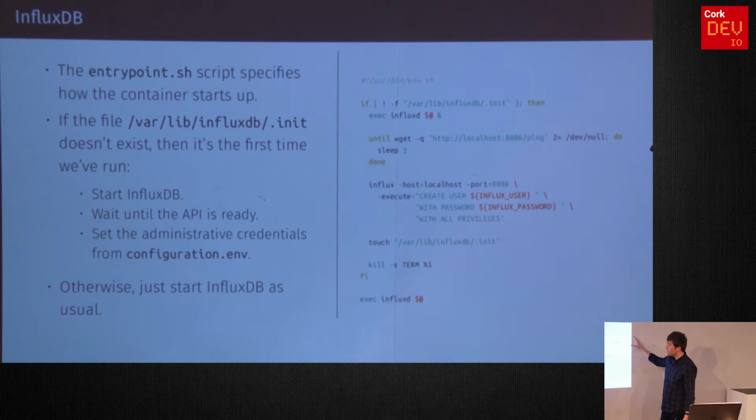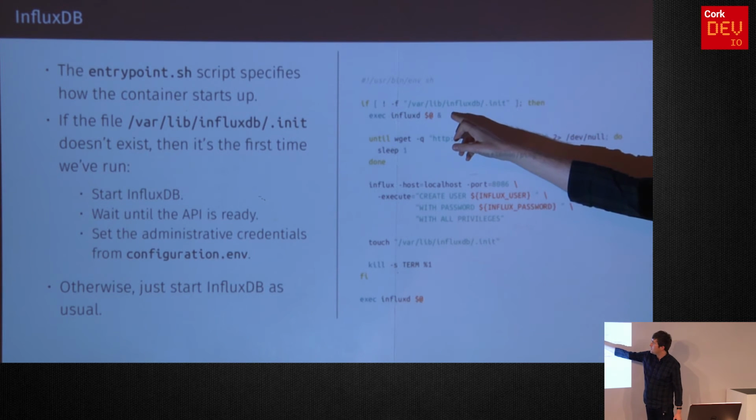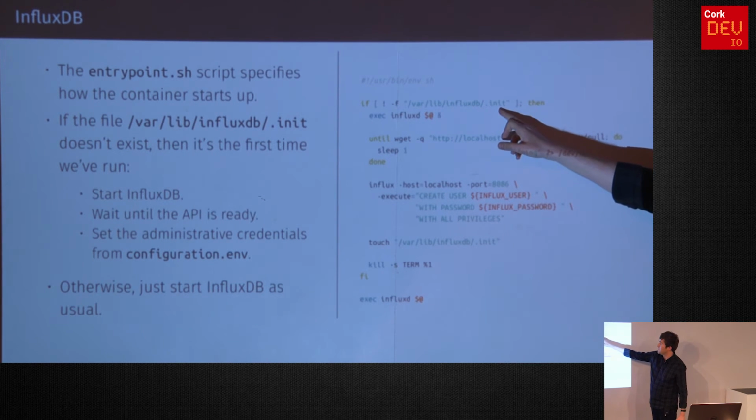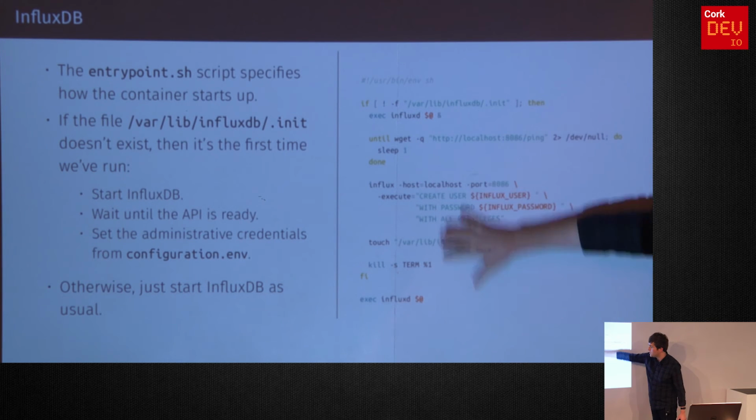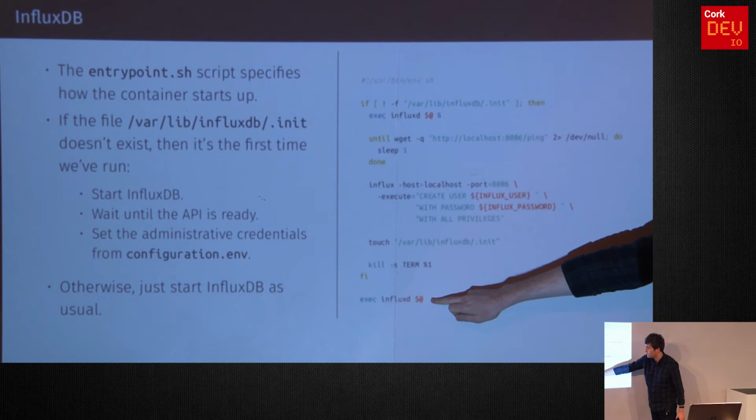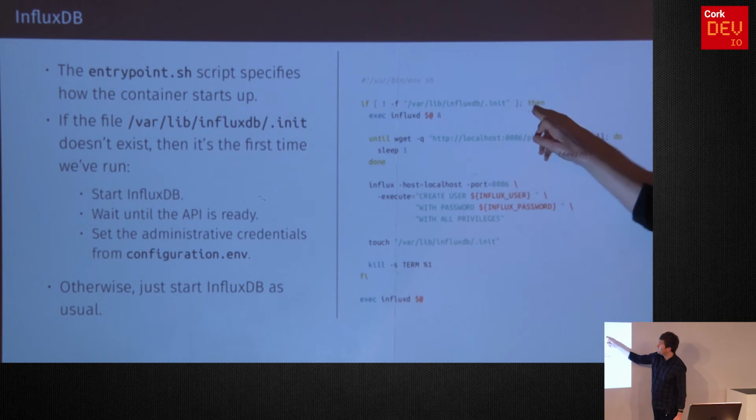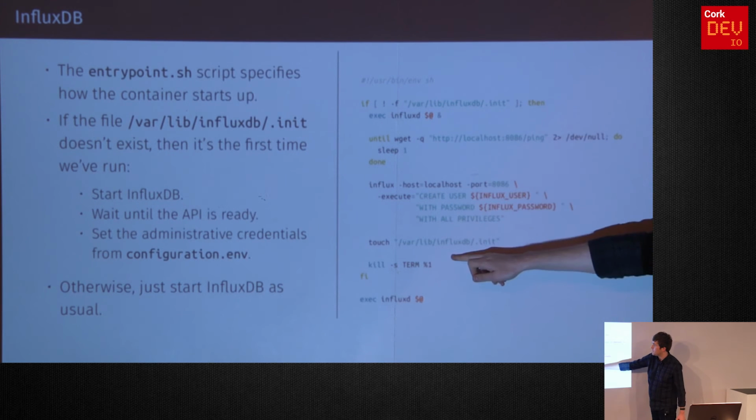So the entry point script basically defines how the container works, and it's actually not that bad. I know if you're not a bash programmer, this looks like the worst thing in the world, but it's not too bad. Basically, there's an if statement up here. It just checks to see if a particular file exists. If the file doesn't exist, then we go inside the if statement. Otherwise, we're just going to start InfluxDB the standard way.